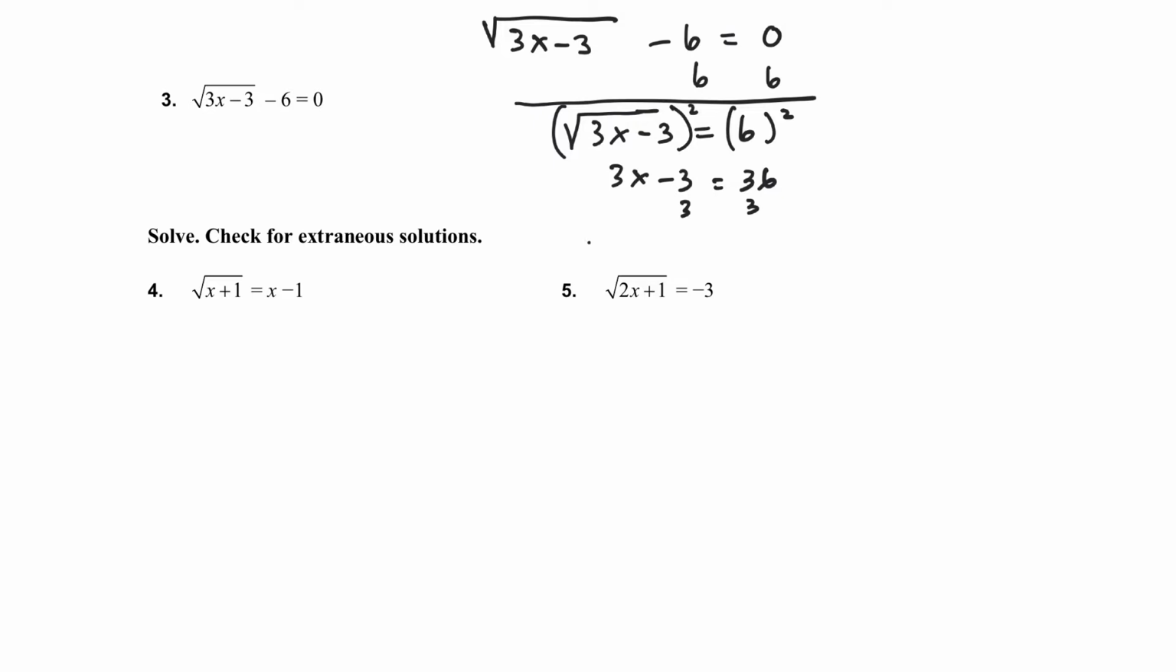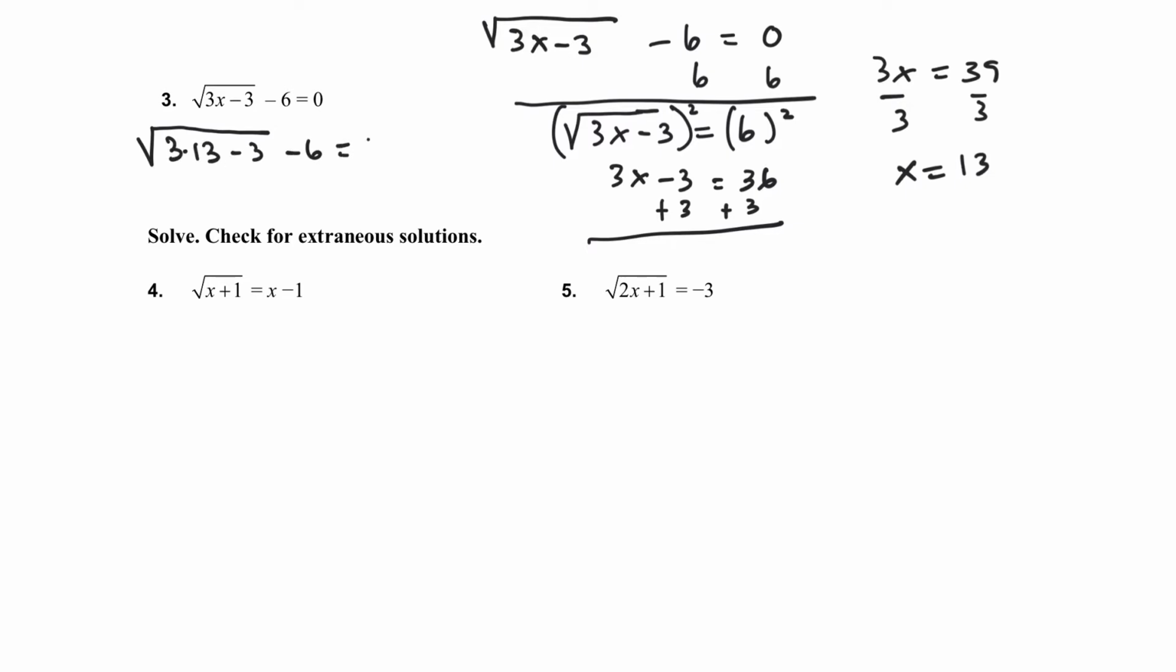You add 3, and I'm running out of room. So you have 3x equals 39, divided by 3, so x equals 13. And once again, you want to check: square root of 3 times 13 minus 3, minus 6 equals 0. 3 times 13 is 39, minus 3 is 36, square root is 6, so 6 minus 6 equals 0, so that checks.